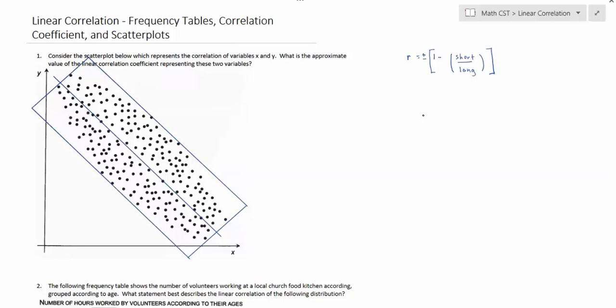The first kind of question that I'm interested in is one involving a scatter plot, and scatter plots have been a real mainstay of the exam for about the last 5 years or so, and so let's make sure we know what we're dealing with when we look at one. Now, I've taken the liberty of drawing a box around the scatter plot given in a question, and it says consider the scatter plot below, which represents the correlation of variables x and y. What is the approximate value of the linear correlation coefficient representing these two variables?